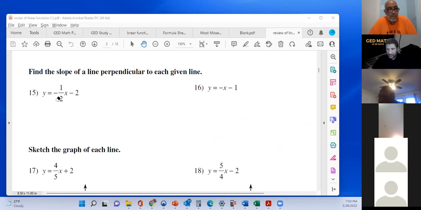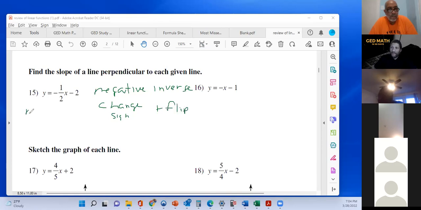Because they're perpendicular, to find the slope of a perpendicular line, you take the negative inverse. Oh my God, all these mathematical terms. I'm going to keep it simple. Change the sign and flip.